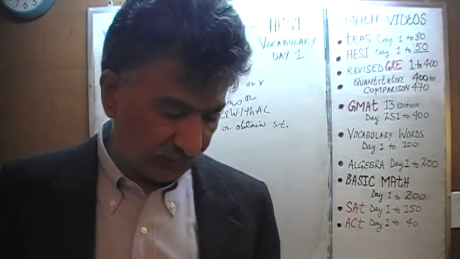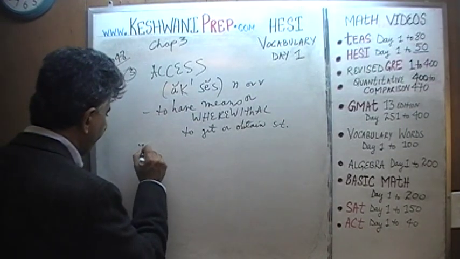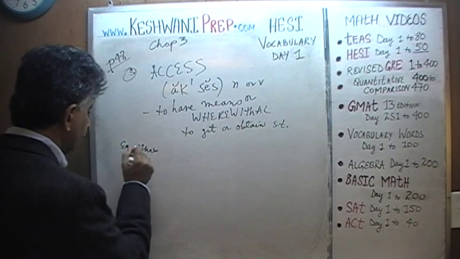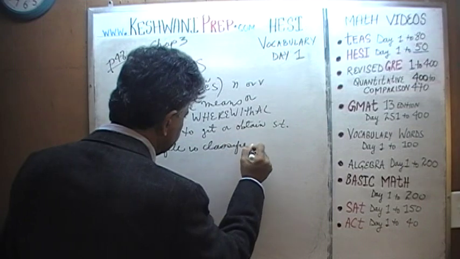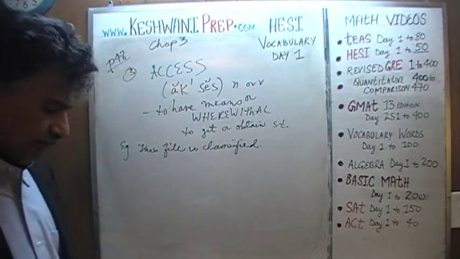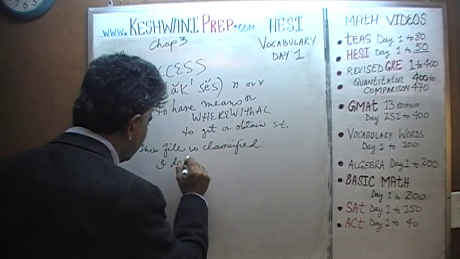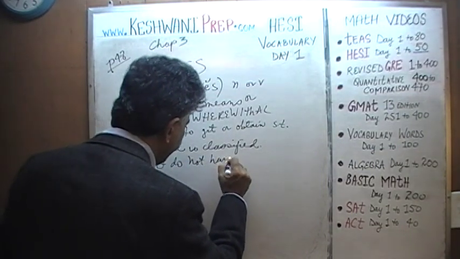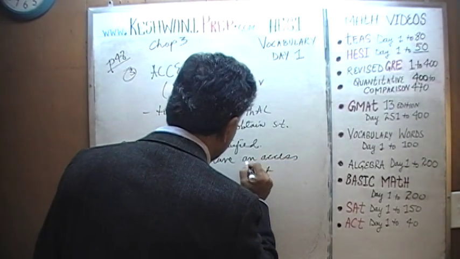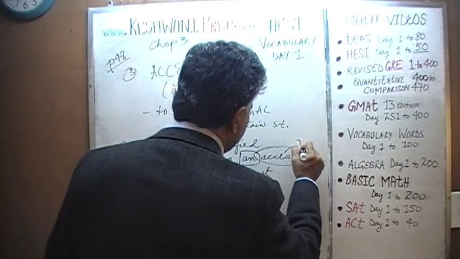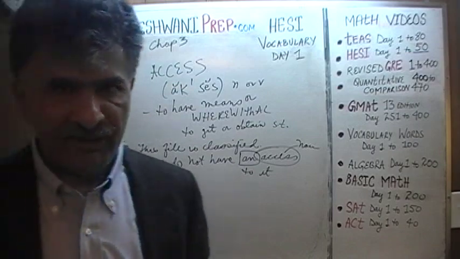You can obtain it. For example, you might say that this file is classified. I do not have an access to it. See, an access to it. Here it is being used as a noun. I do not have an access to it. It is classified.